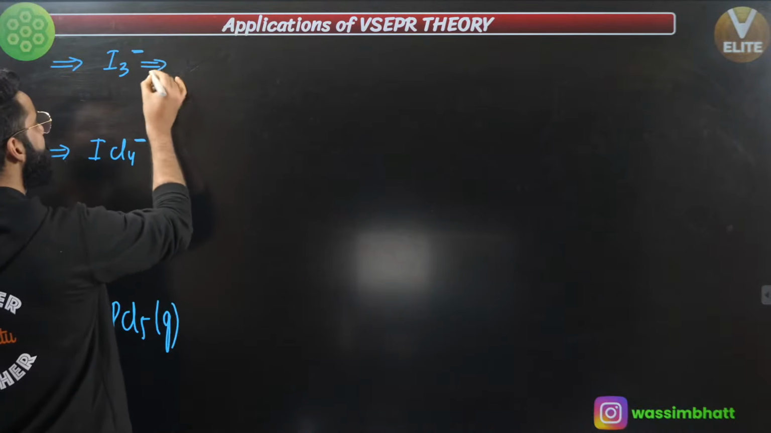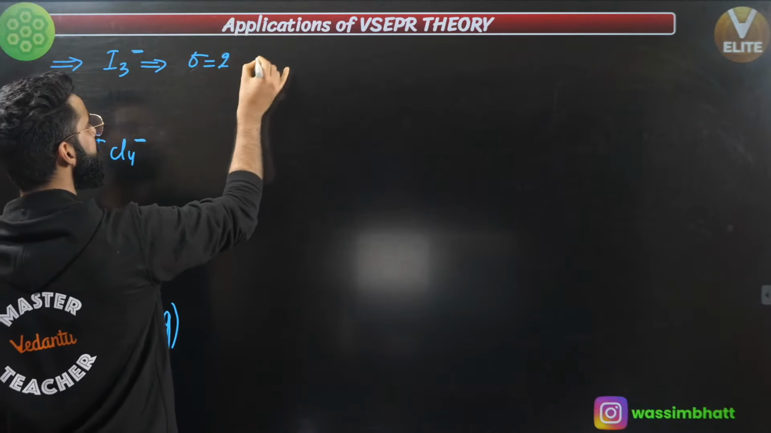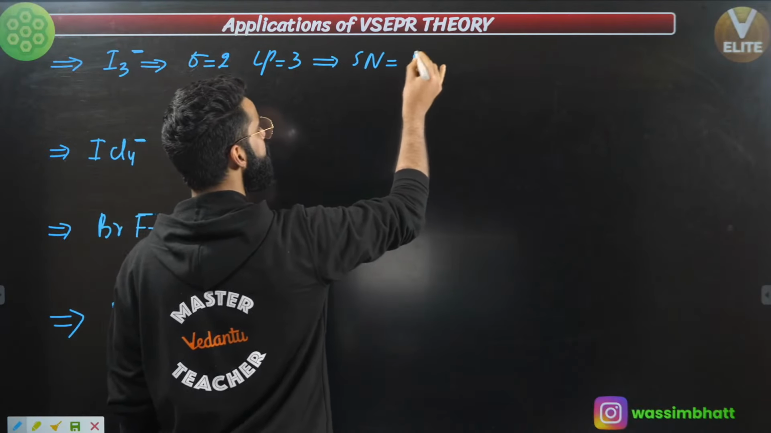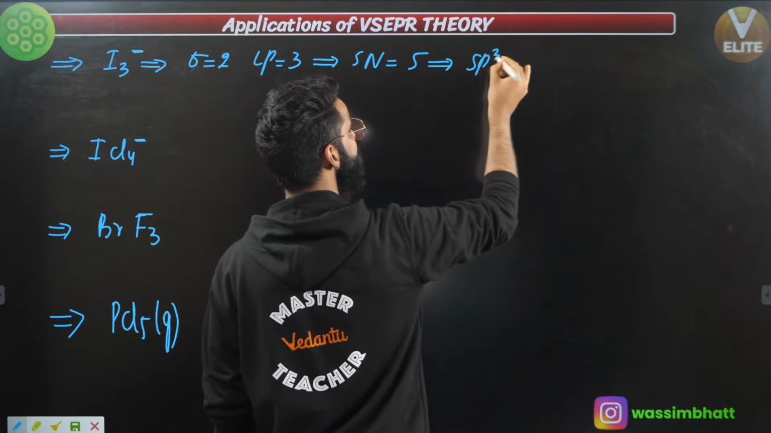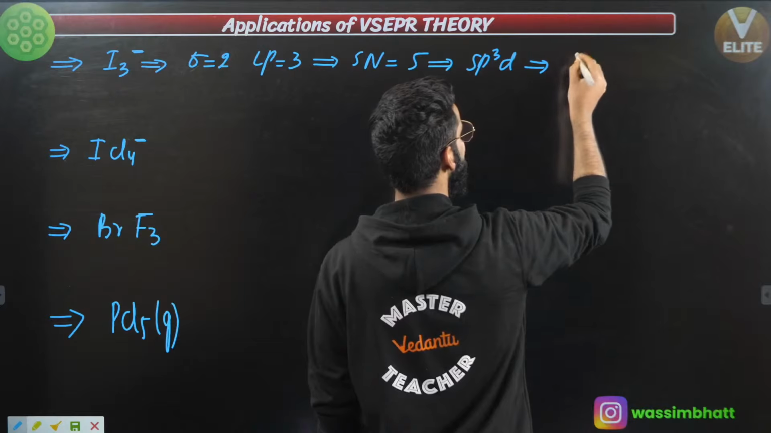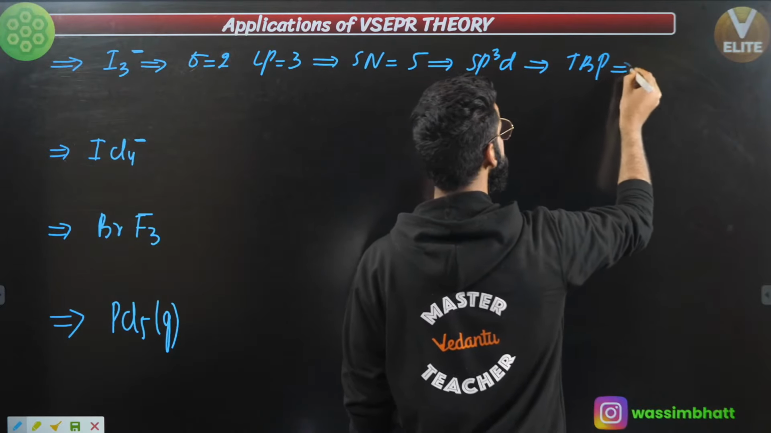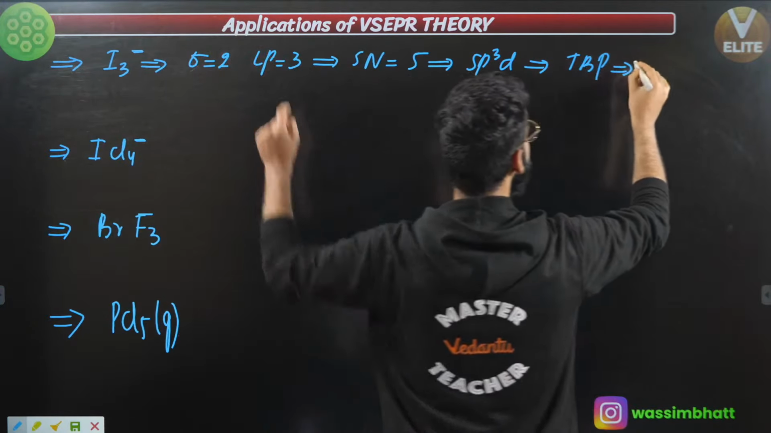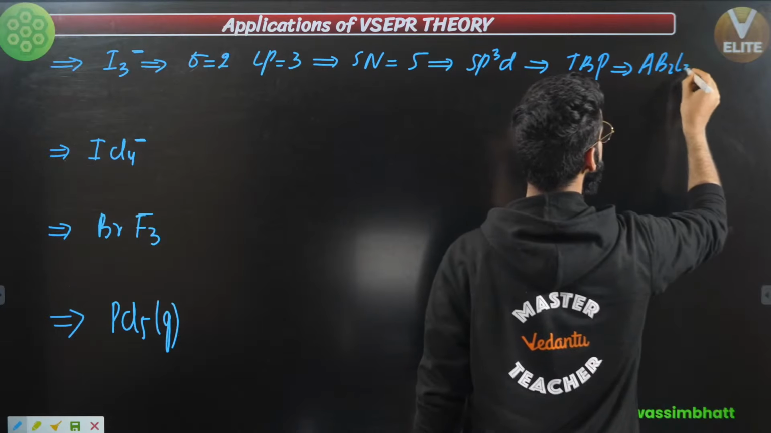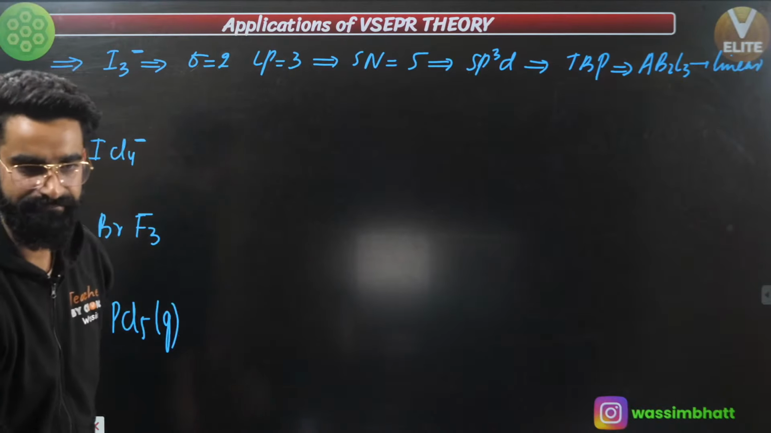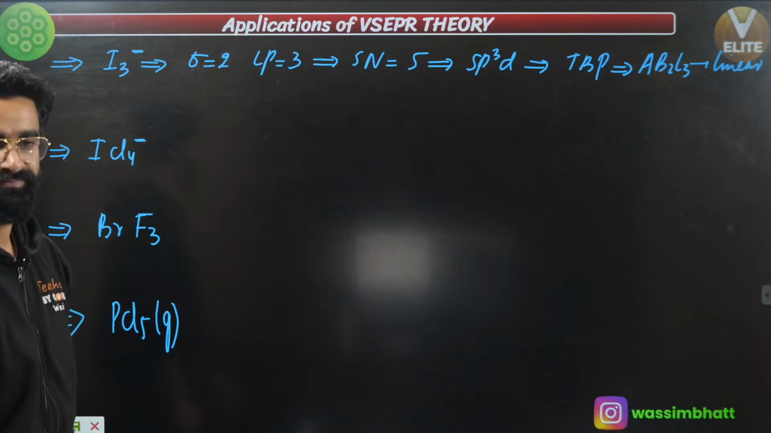First of all, in case of I3 negative, how many sigma bonds do we have? We have got 2 sigma bonds. How many lone pairs do we have? 3 lone pairs. If I ask you about the steric number, 3 plus 2, 5. If steric number is 5, hybridization is going to be sp3d. dz square is involved in hybridization. Its geometry is going to be simple trigonal bipyramidal. And what about its shape? Its shape is going to be of the type AB2L3. If it is of the type AB2L3, shape is going to be linear. Right? Perfecto.